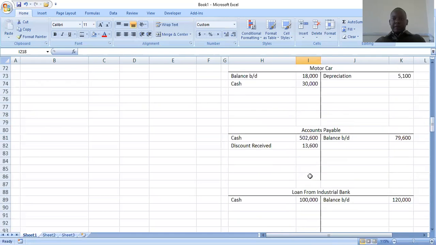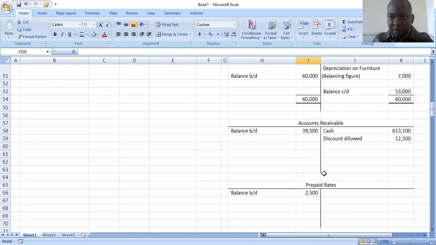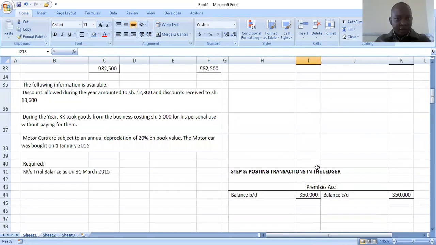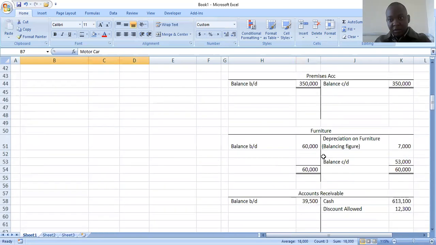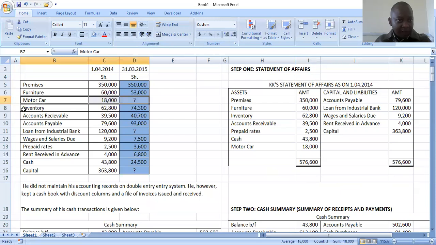So you proceed, we are in the balancing of accounts step in this question. You have done away with furniture. The other item is motor car. For the motor car you haven't been given its final balance brought or carried forward, so we shall balance it off at the end. Then we have inventory. There is no account for inventory, so we shall just keep that in mind.